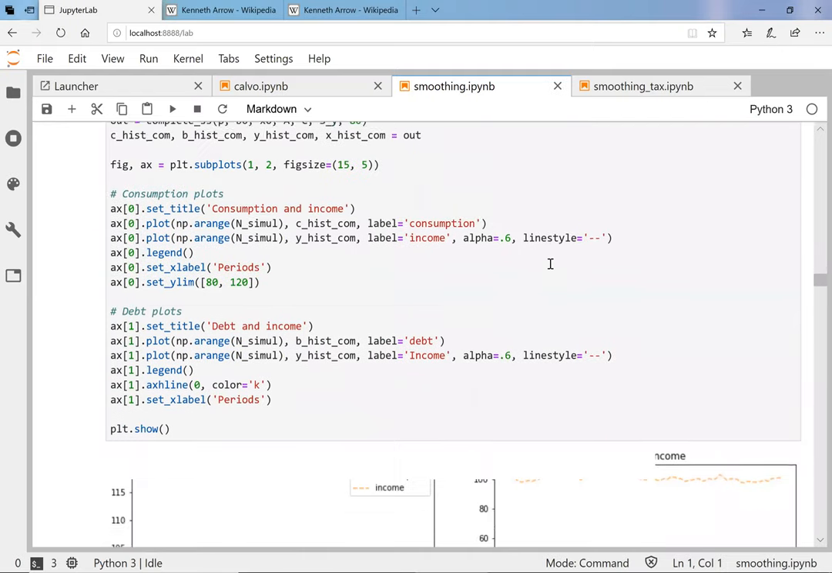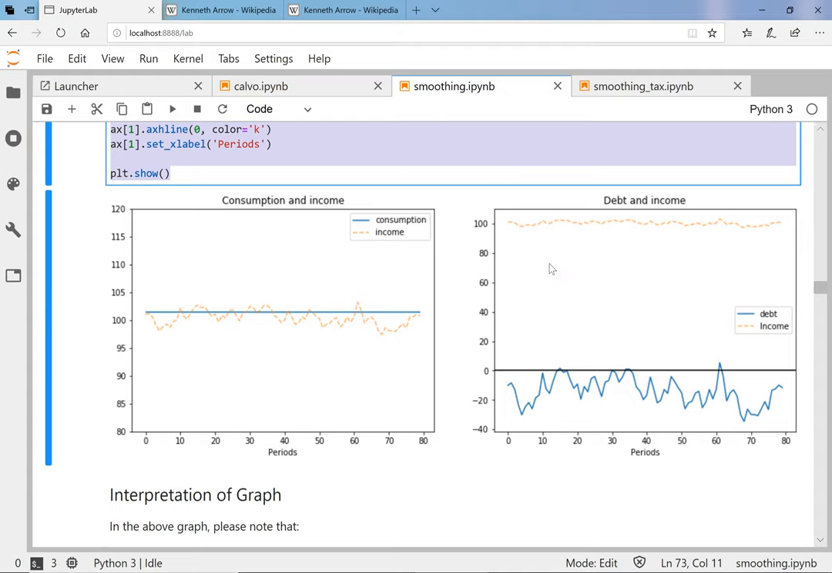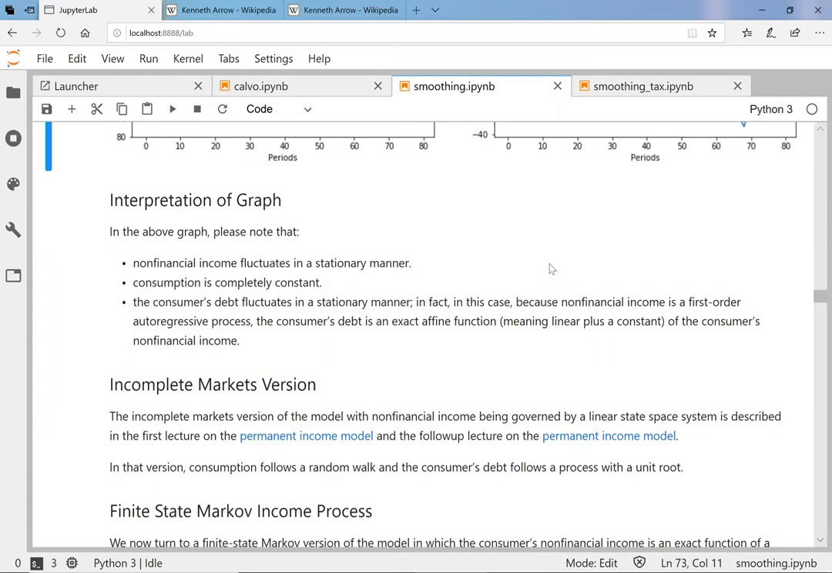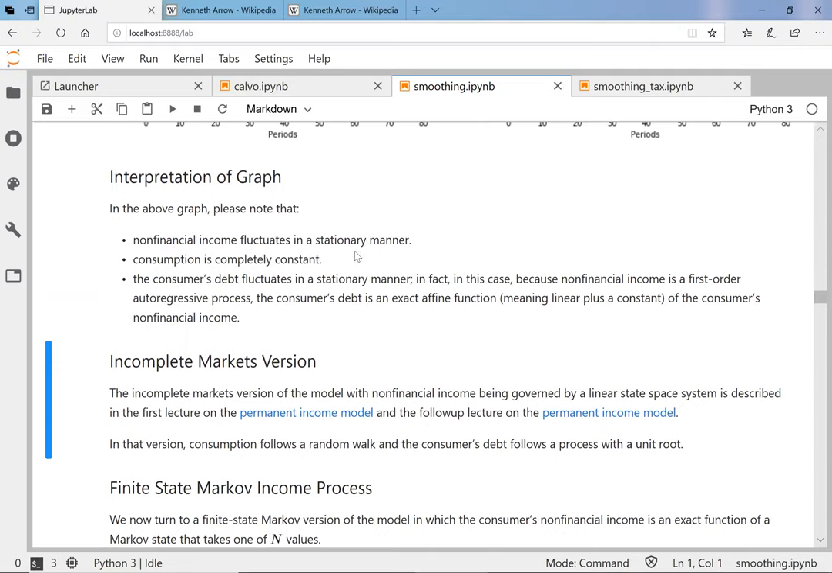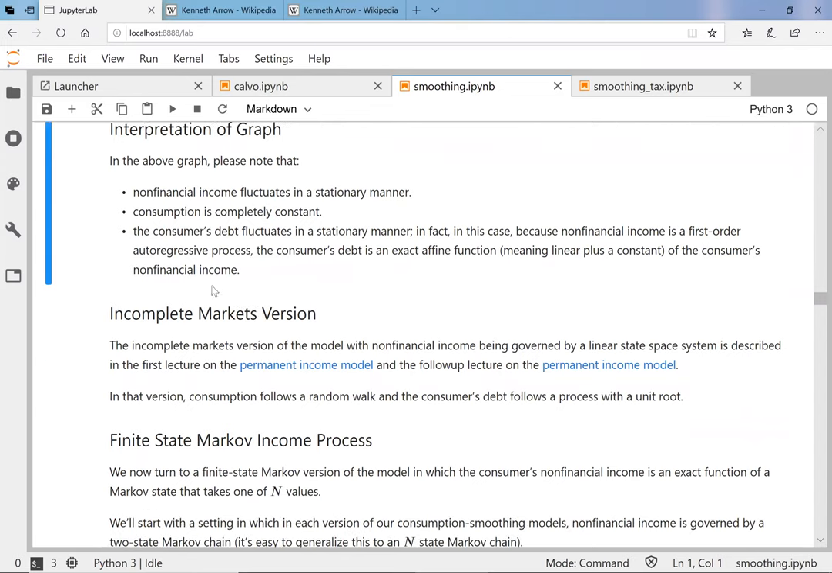Okay. So essentially, we did some examples here, which I'll let you look at. Income rattles around, consumption doesn't move at all. And what's going on? It's the private sector, the consumer's buying insurance. He's insuring himself, he's buying and selling state contingent claims next period in order to completely smooth his consumption, just like chapter eight. Okay, so in that graph above, non-financial income fluctuates in a stationary way. Consumption is completely constant. Consumer's debt fluctuates in a stationary way. In fact, because non-financial income is a first-order AR process in that example, the consumer's debt turns out to be an exact affine function of the consumer's non-financial income. So remember this. That consumer's debt is going to turn out to be an exact function of X_t.